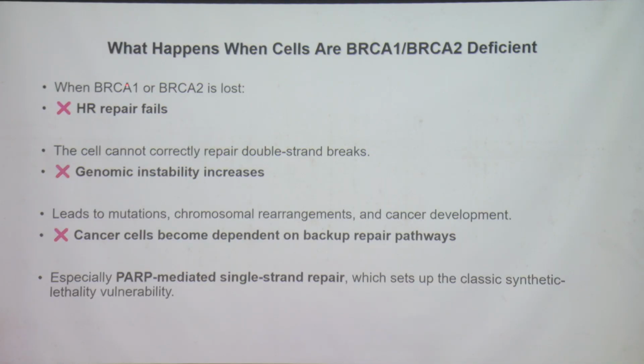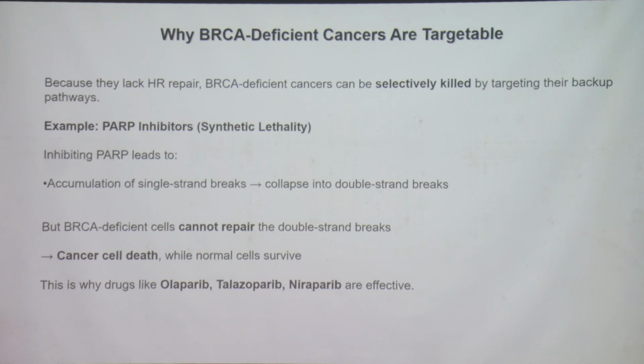Okay, so when BRCA1, BRCA2 is lost, then homologous recombination repair fails. They cannot fix double-stranded breaks. Cancer cells become dependent on a backup repair pathway, and that is where the PARP-mediated things come in.